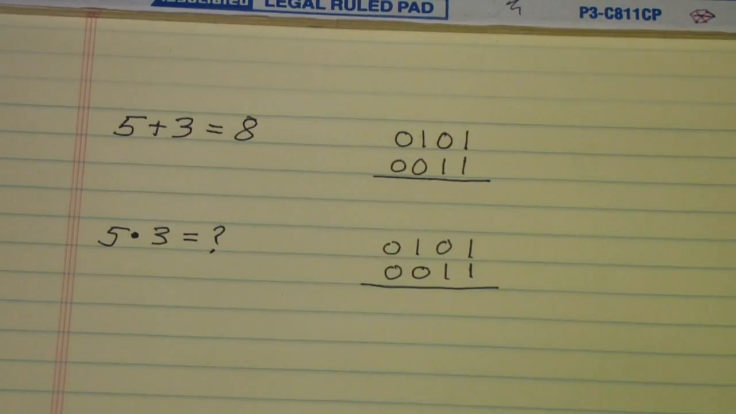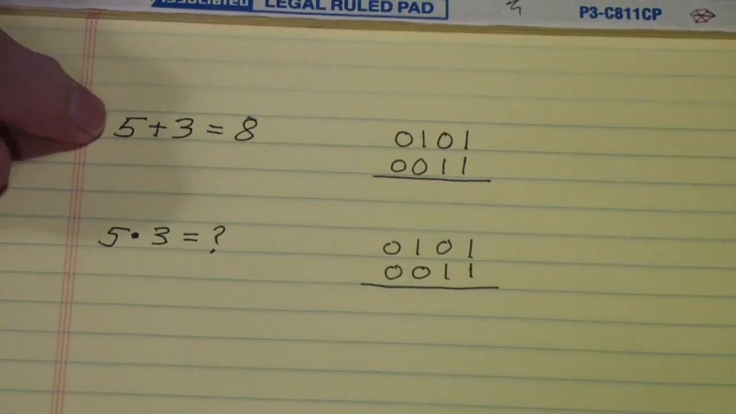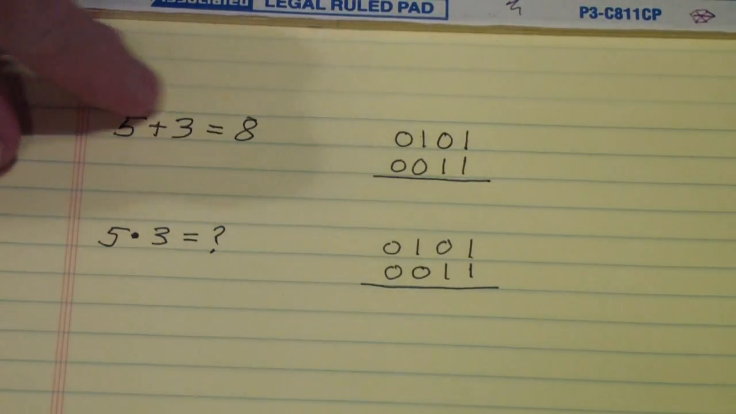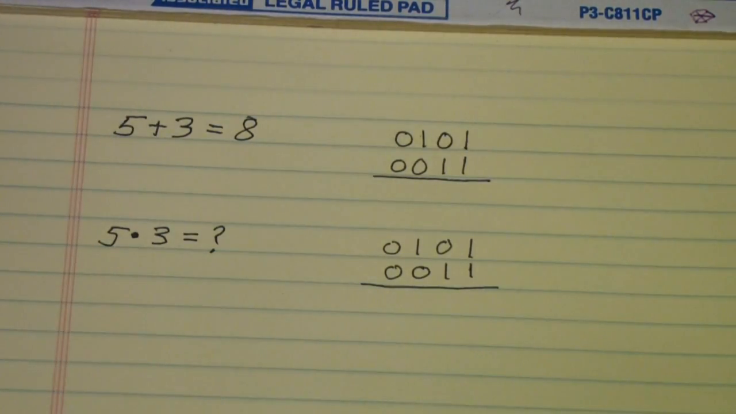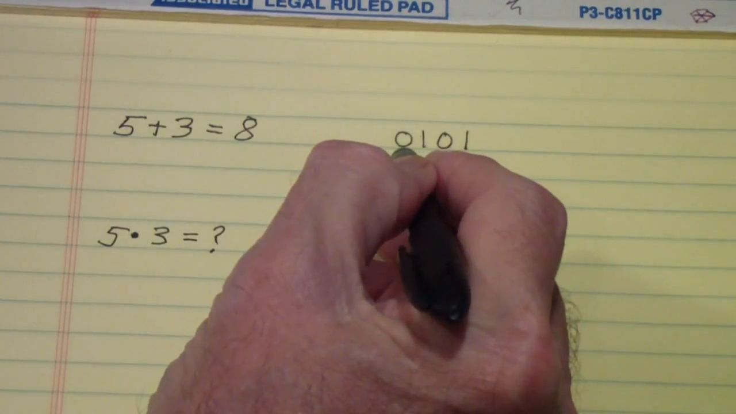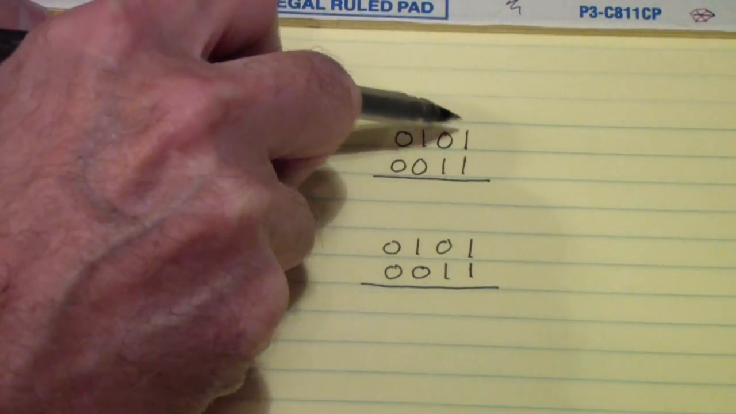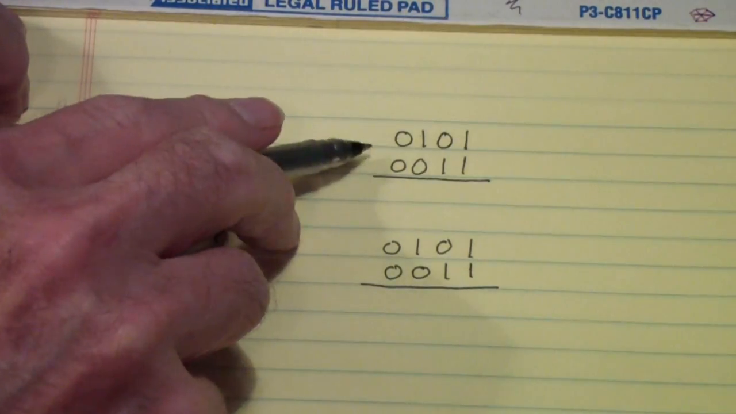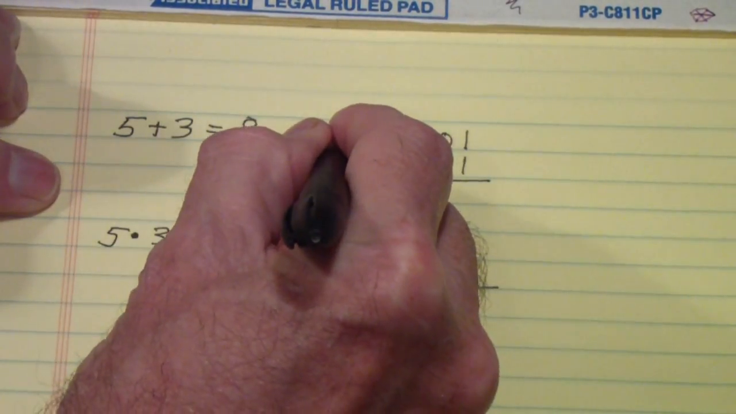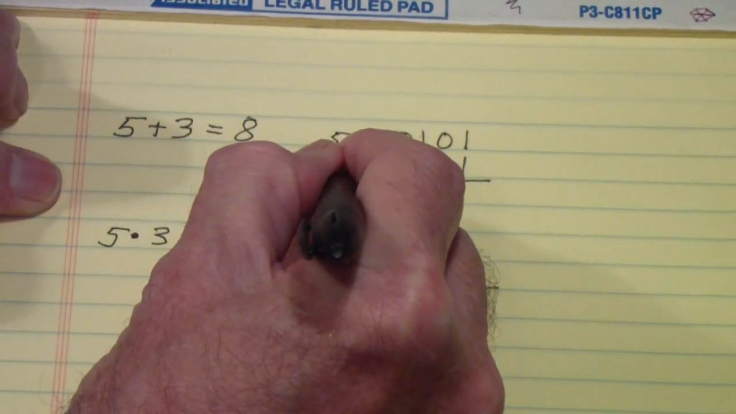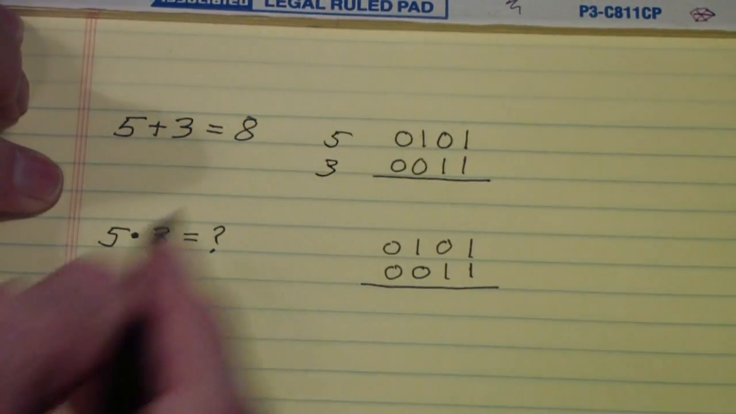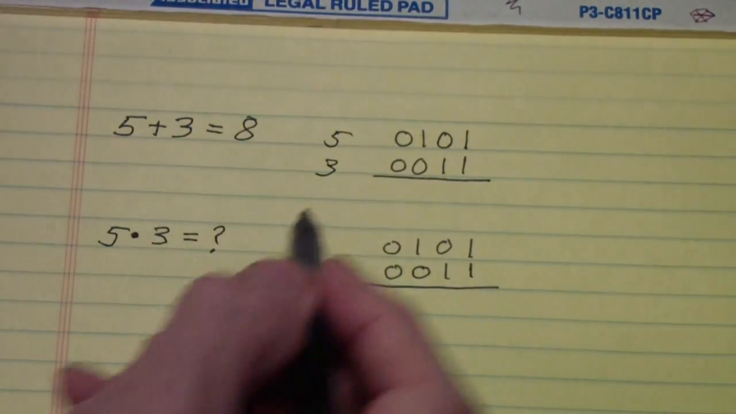Here is the decimal operation of adding 5 and 3. We get 8. We know that. Here is 5 written in binary. That is a 4 and a 1, and 3 written in binary. So this is 5, this is 3, 2 and 1.